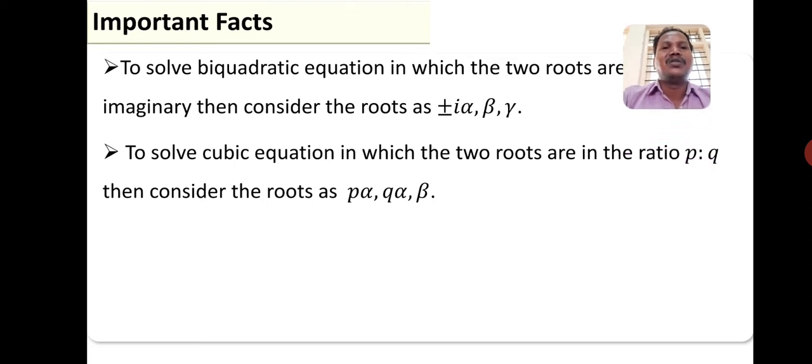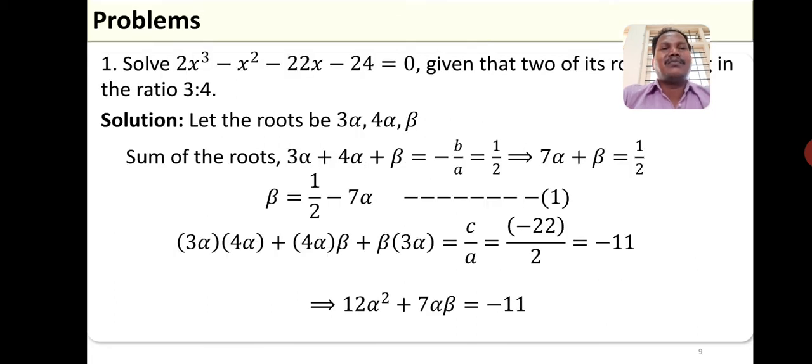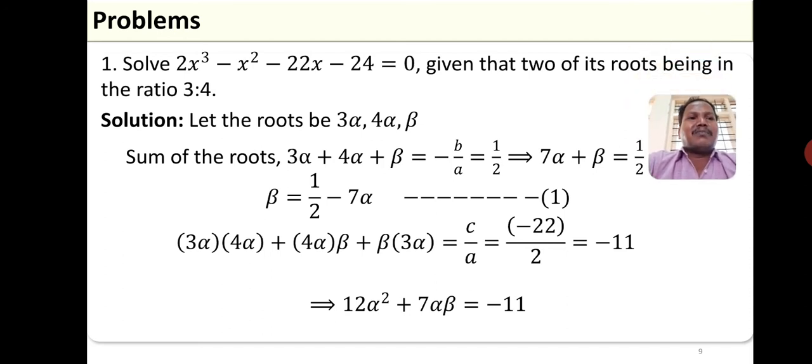Next, to solve a cubic equation in which two roots are in the ratio p is to q, consider the roots as p into alpha, q into alpha, beta. So on the basis of the above facts, we can take some problems.